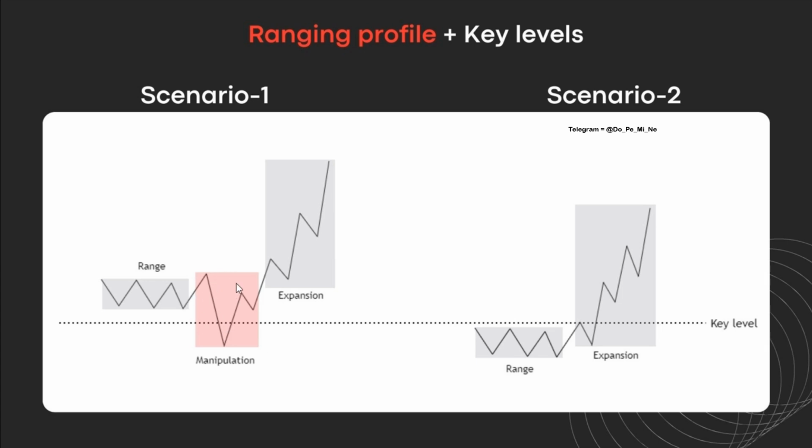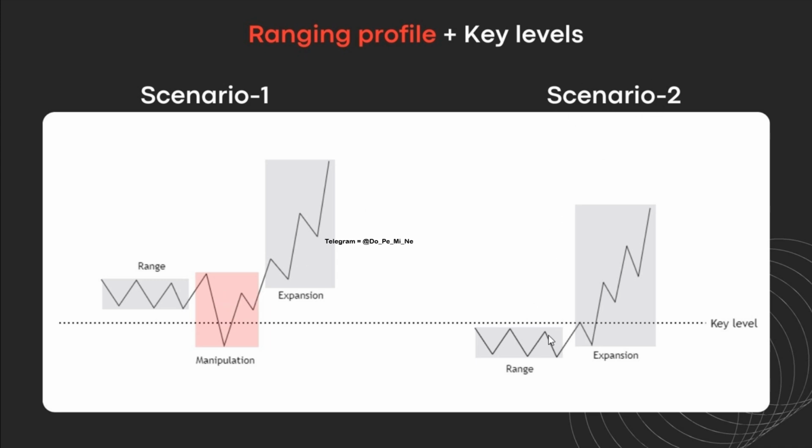We're going to expect a manipulation profile to form, and that manipulation profile will test that key level. Once that key level is tested during the manipulation profile and it ends, right, we're going to wait for that manipulation profile to end, and then the only profile we can expect after a manipulation profile is what? An expansion profile in the opposite direction, right? So that was the first scenario we can have based on the combination of ranging profile and key levels.